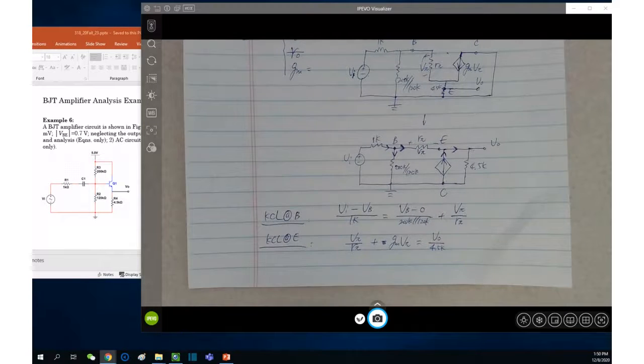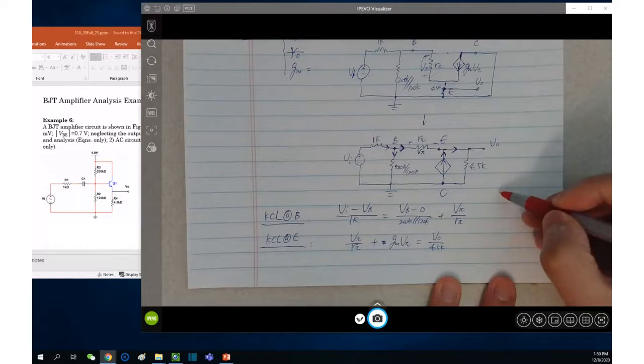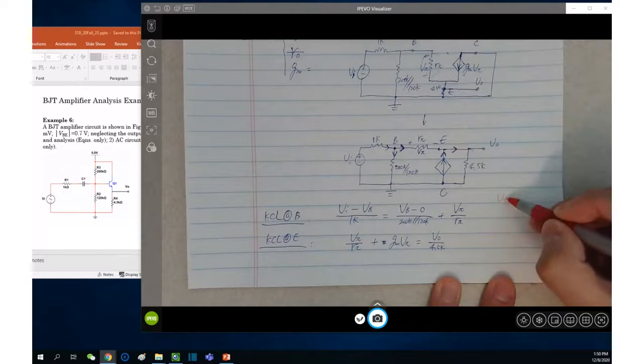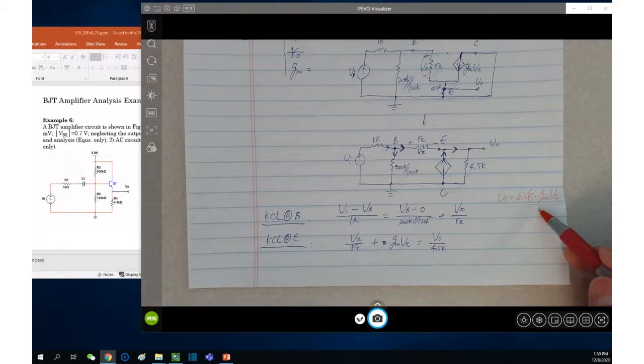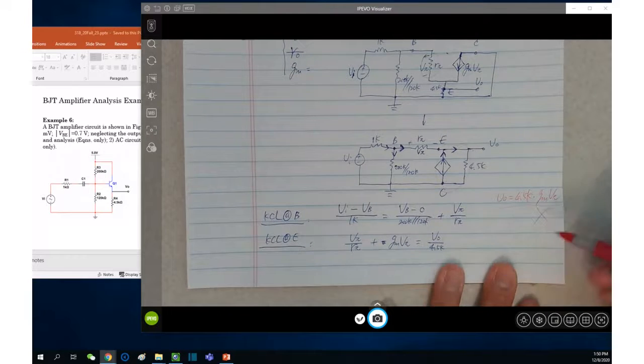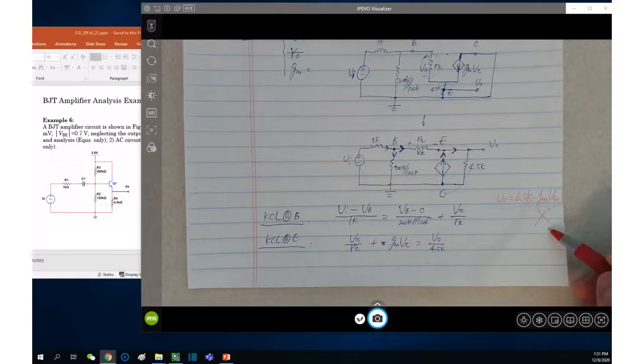Be very careful here. If you're writing an output equation here, V naught equals 4.5 kilo times GM V pi. Is it right or wrong? This one, output equation here. That's wrong. It's absolutely wrong. Why is it wrong? Because you also have the V pi over R pi current flowing in.